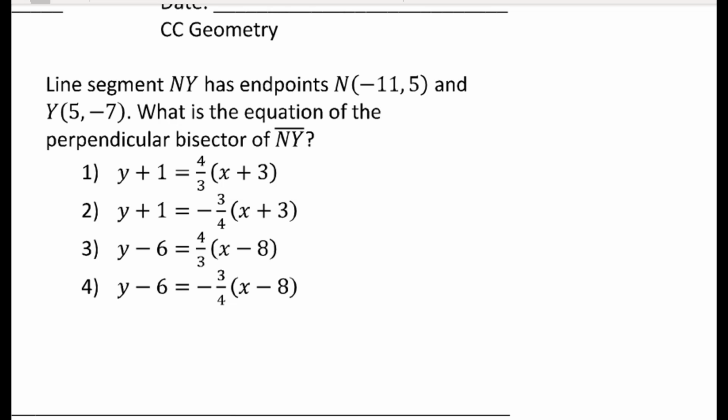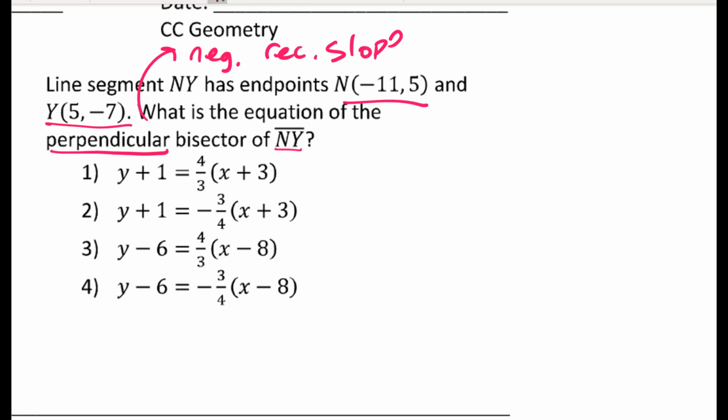Line segment NY has endpoints -11, 5 and 5, -7. What is the equation of the perpendicular bisector of NY? Well, for the perpendicular bisector, you need two things. In order for it to be perpendicular, you need to have a negative reciprocal slope. And to be a bisector, it needs to cut it in half. So you need to know what the midpoint is because it's going to go straight through the midpoint.